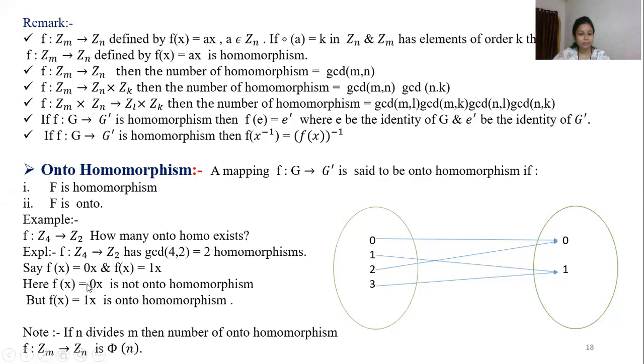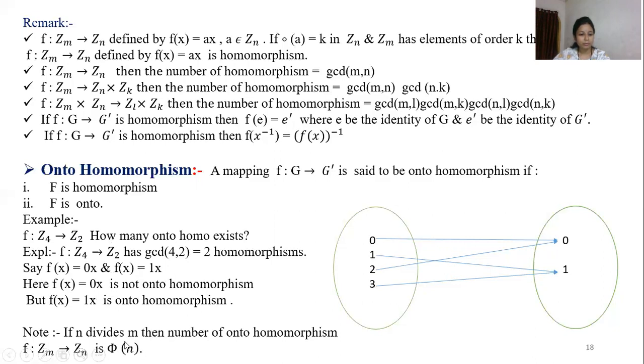1x is the onto homomorphism. See this diagram, 1 into x where x belongs to the domain Z4. If x is 0, the image of 0 is 0. If x is 1, 1 into 1, the image of 1 is 1. If x is 2, 1 into 2, and 2 is nothing but 0 in the codomain, so the image of 2 is 0. If x is 3, f of 3 is 1 into 3, and 3 in the codomain is nothing but 1. So 3 maps to 1. It means each and every element of the codomain has a preimage in the domain. Therefore, this 1x is onto, but this 0x is not an onto homomorphism.